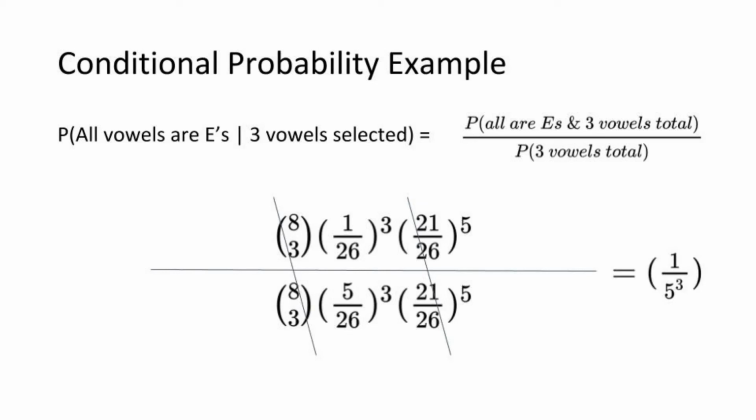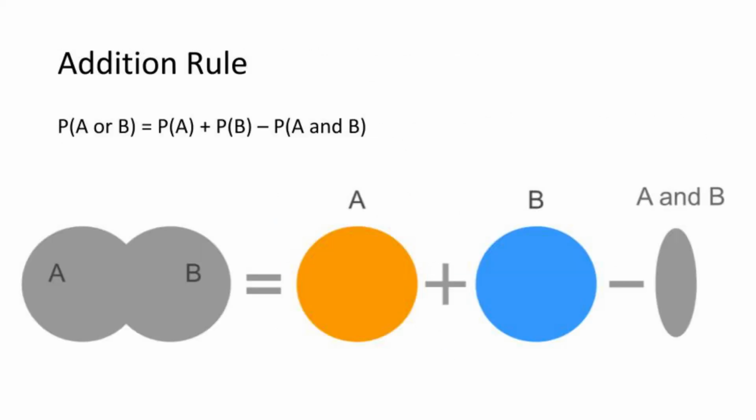And this makes a lot of sense. Given that you selected 3 vowels, what is the chance that all 3 vowels were E? Well, that's 1 over 5 times 1 over 5 times 1 over 5, or 1 over 5 to the 3rd power. Now we will move on to the addition rule.